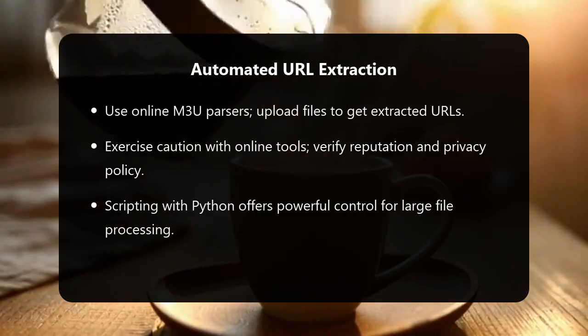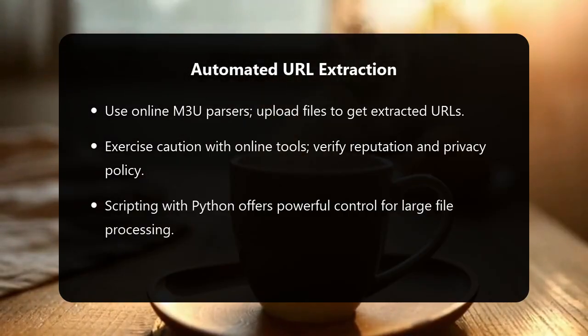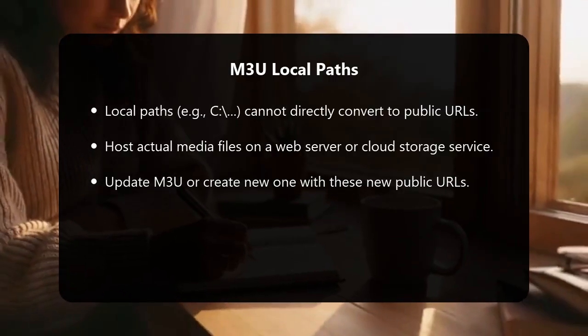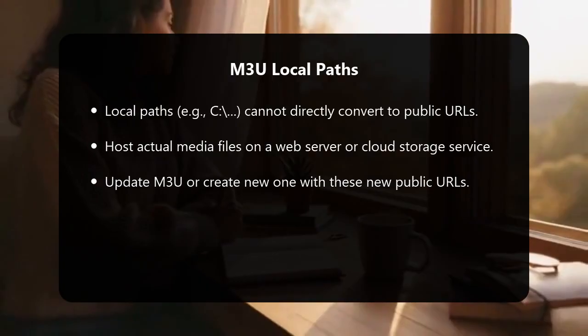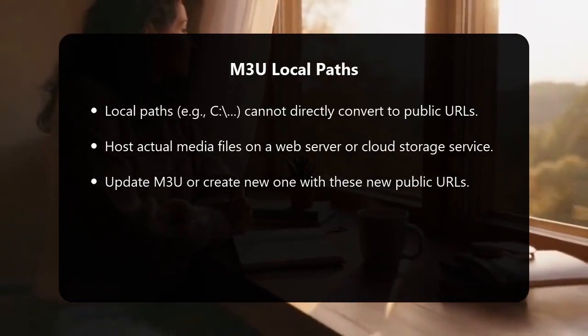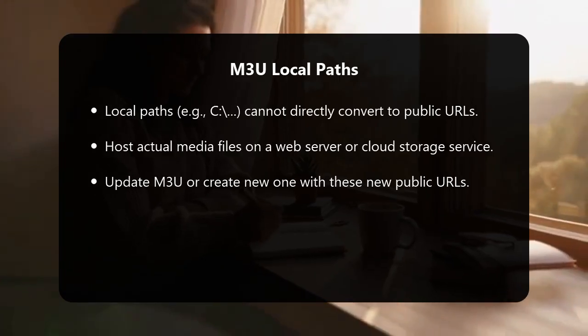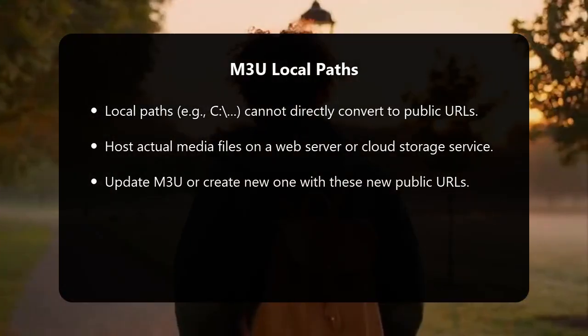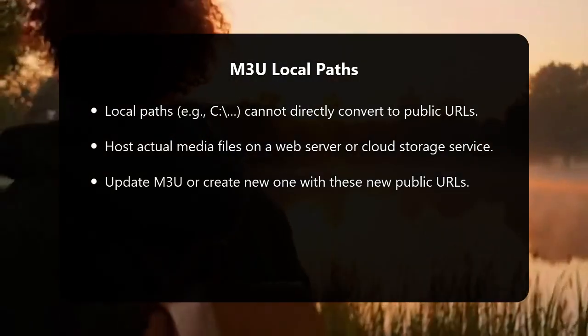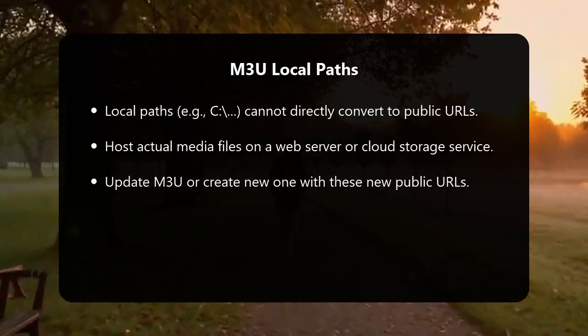Now, a critical distinction. What if your M3U file contains local file paths instead of public URLs? For instance, an entry like c:/users/yourname/music/song.mp3 cannot be directly converted into a public URL. A local path points to a file on your specific computer.